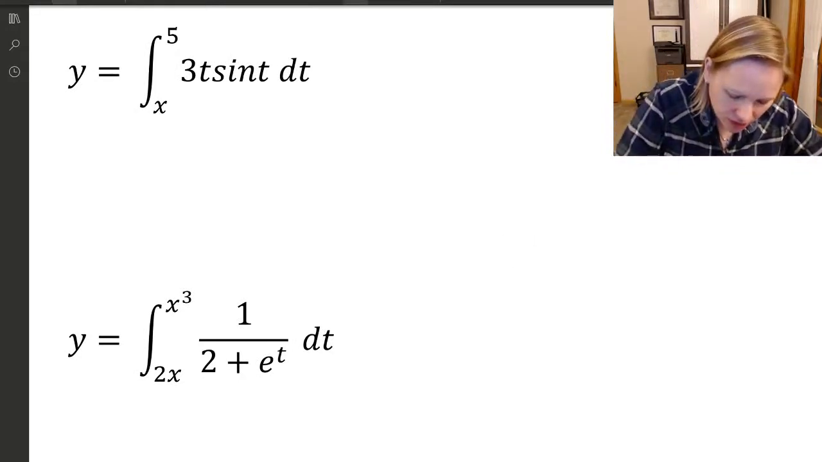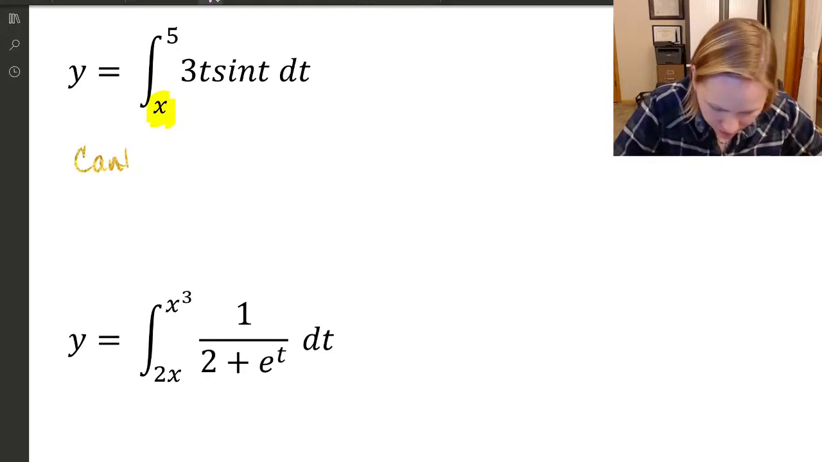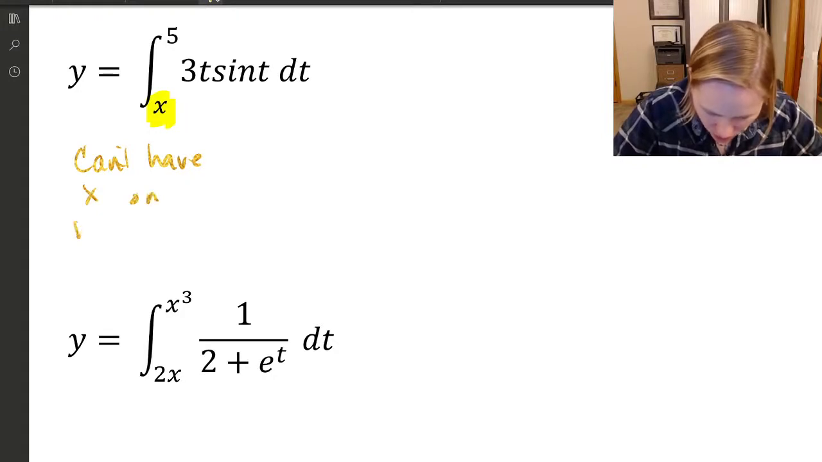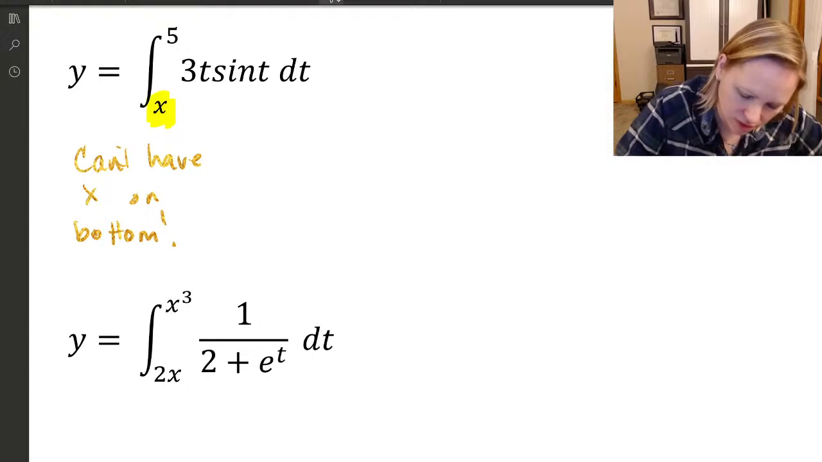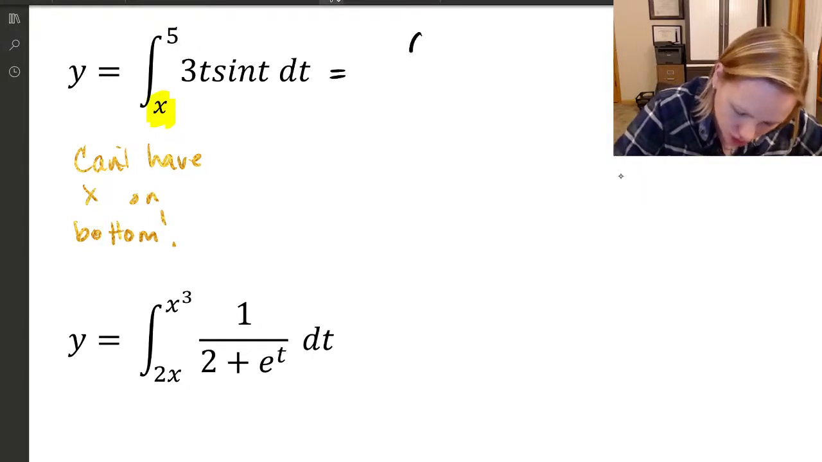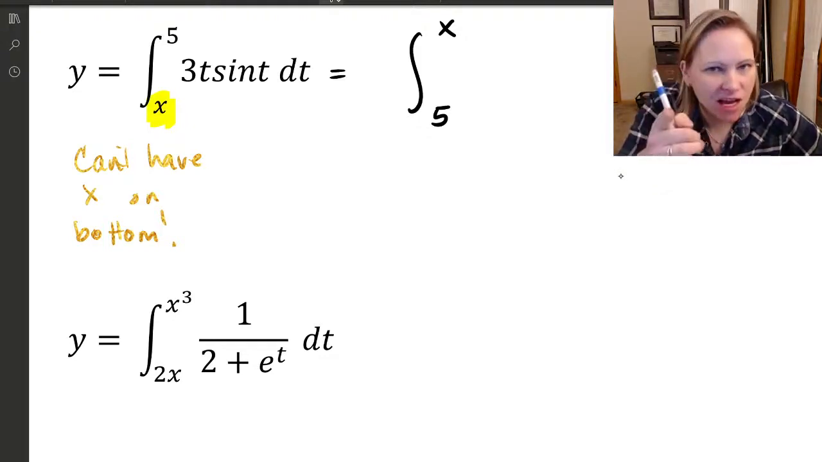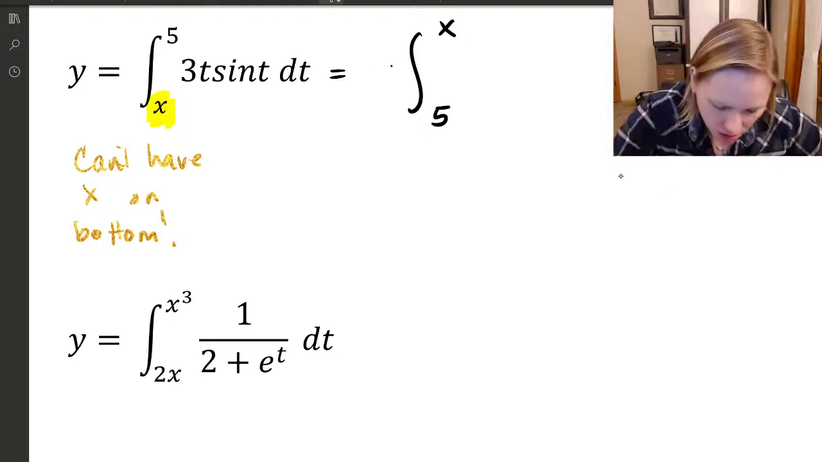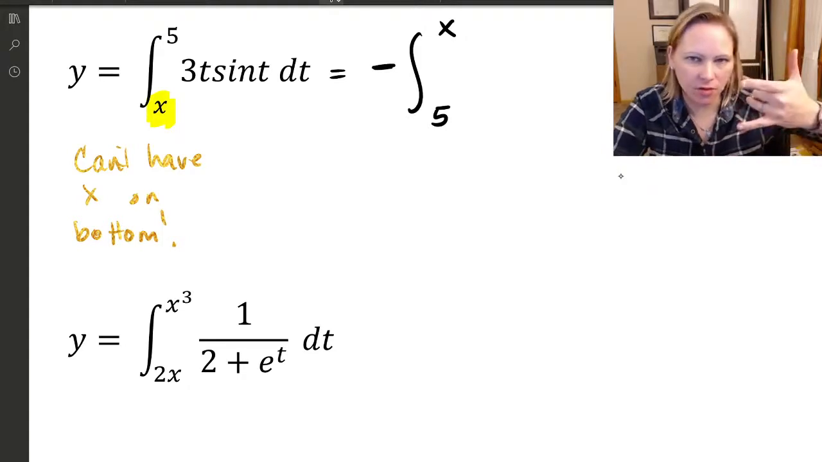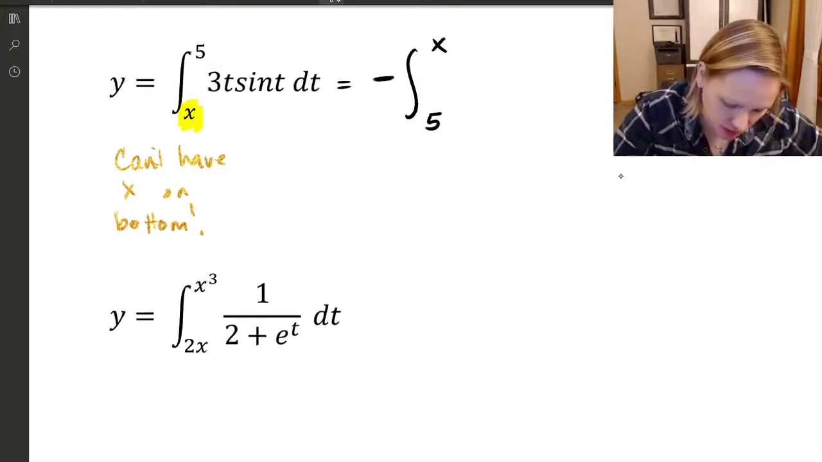So let's keep going. Ooh, this one's interesting. This time, the x is on the bottom. We can't have this. Can't have x on the bottom. So we're going to need a property of integrals. So what I'm going to do is switch it. I'm going to put x in the top. But here's the problem. When I switch my limits of integration, I've got to put a negative sign in the front. So anytime I flip-flop those, I have to make the integral negative.